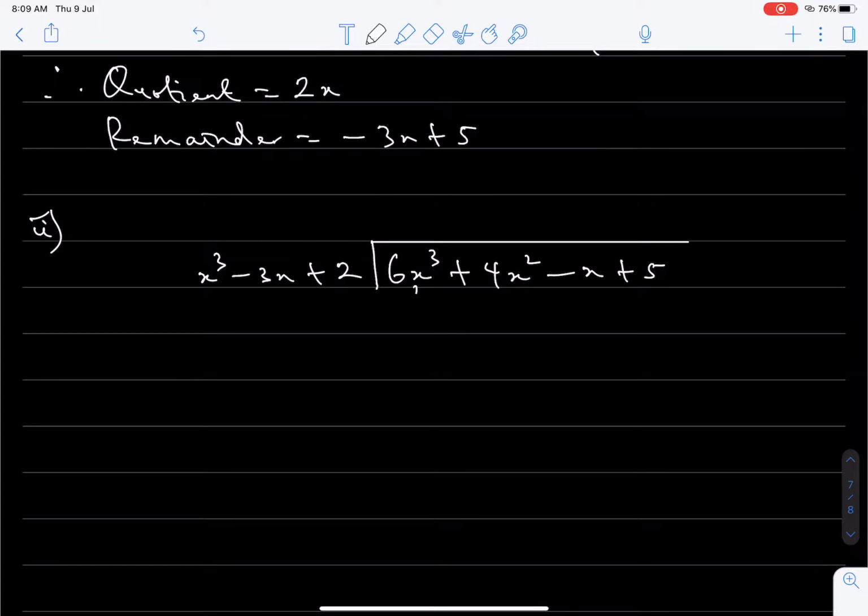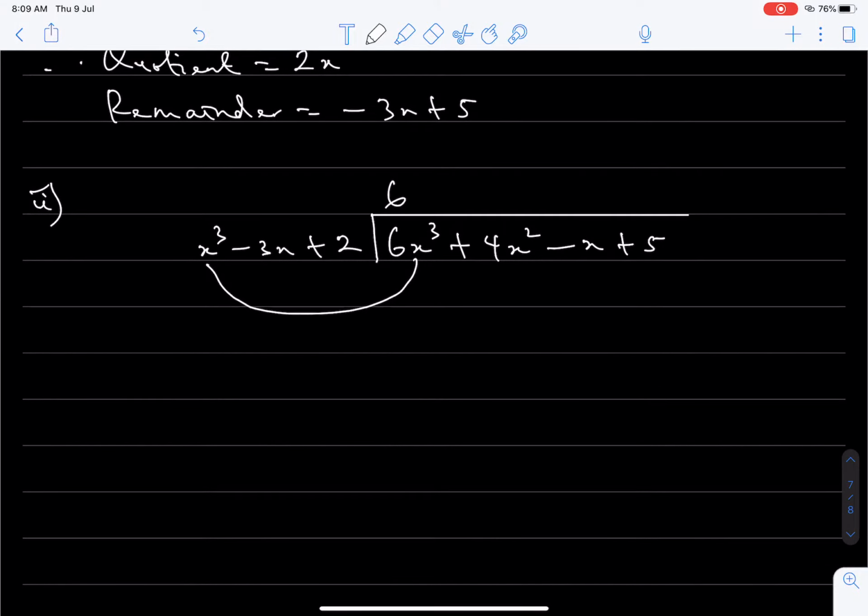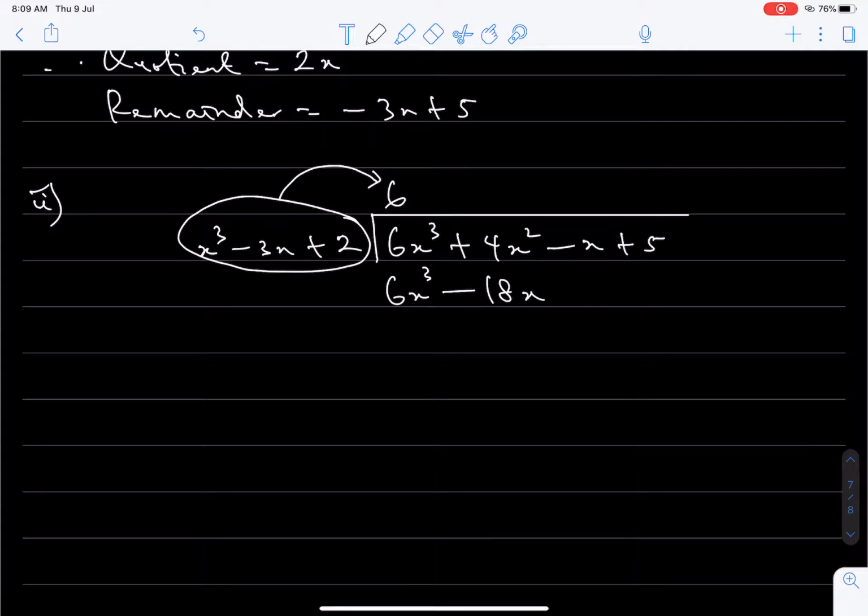Now we go the same way. 6x cubed divided by x cubed. That's 6. When you get an answer, you multiply the whole of the divisor by that answer. So we are multiplying the divisor by that answer now. And then we have 6x cubed. X cubed times 6 is 6x cubed. Minus 3x times 6 is minus 18x. 2 times 6 is 12.